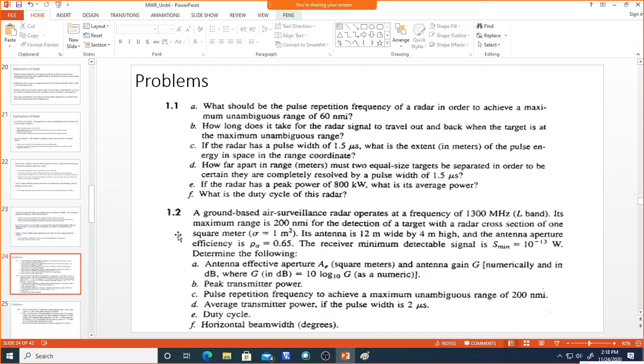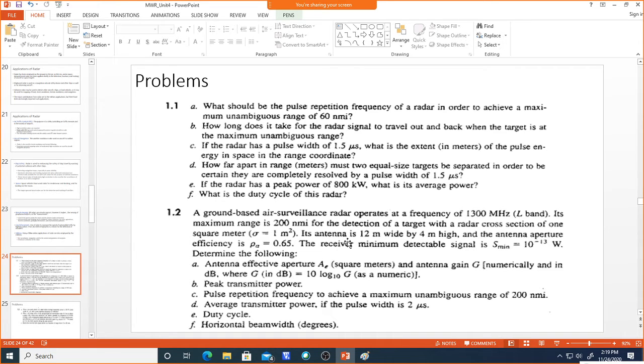Next, take the second one. A ground based air surveillance radar operates at a frequency of 1300 megahertz. It is in the L band. Its maximum range is 200 nautical miles for the detection of a target with radar cross section of 1 square meter. Its antenna is 12 meter wide by 4 meter height, that is the dimension of the antenna. The antenna aperture efficiency is 0.65, and the minimum detectable signal at the receiver is 10 power minus 13 watt.